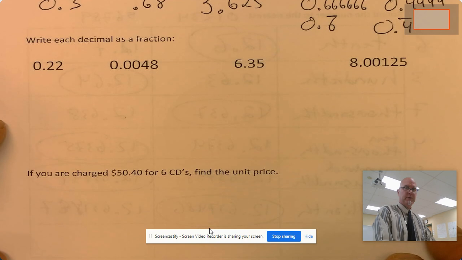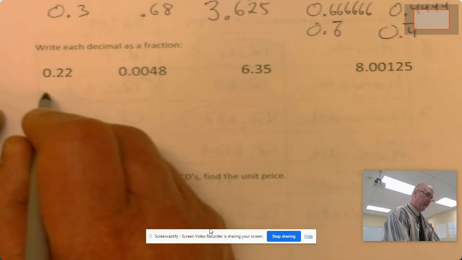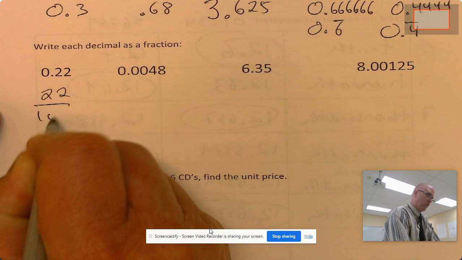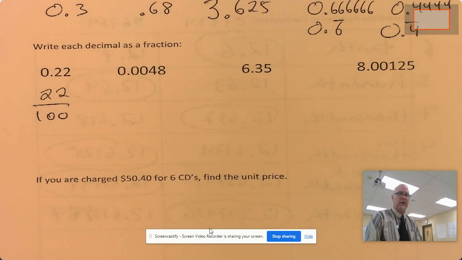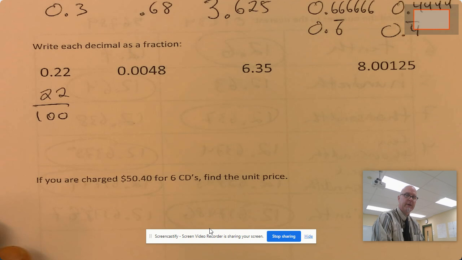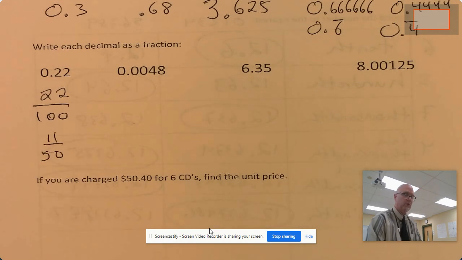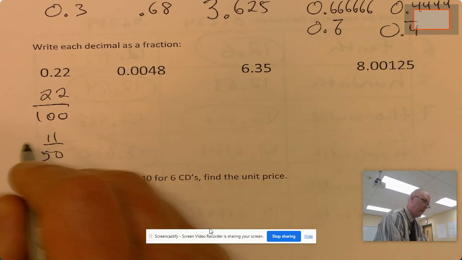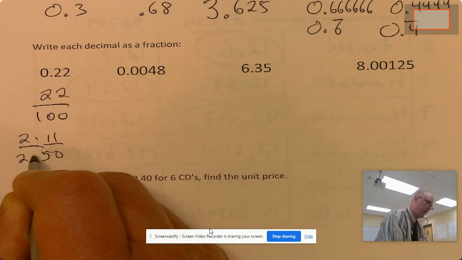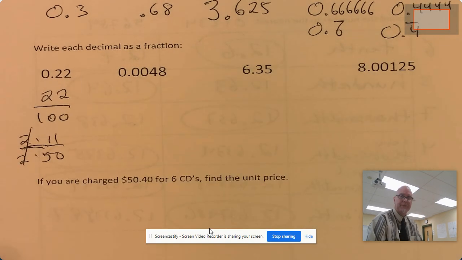As you move to decimal as a fraction, it's similar, but it's a little different. This answer is 22, and it's over 100 because it's in the hundredths place: tenths place, hundredths place. Okay? This isn't reduced until you divide both sides by 2 to get 11 over 50. One way of looking at that is that you have 2 times 11 and 2 times 50. Cross out the 2's. Okay?